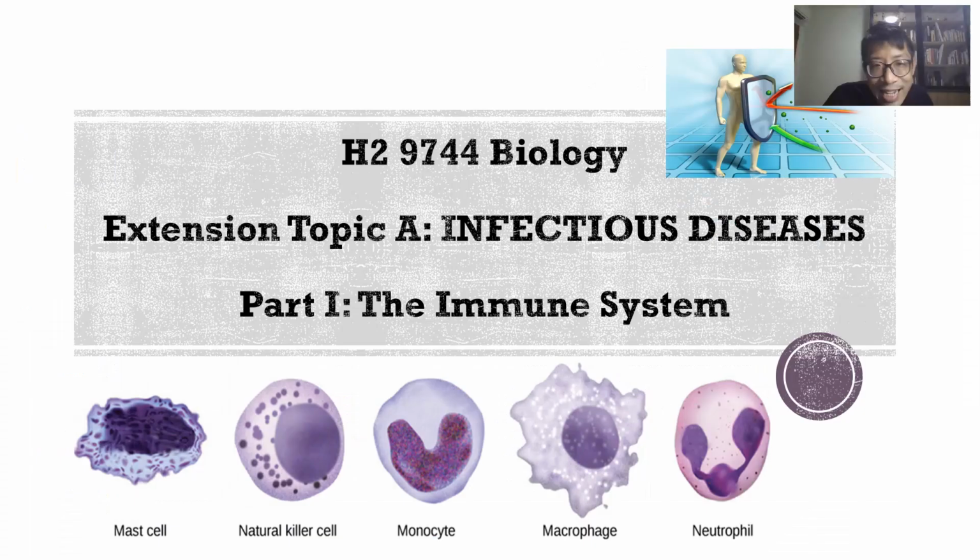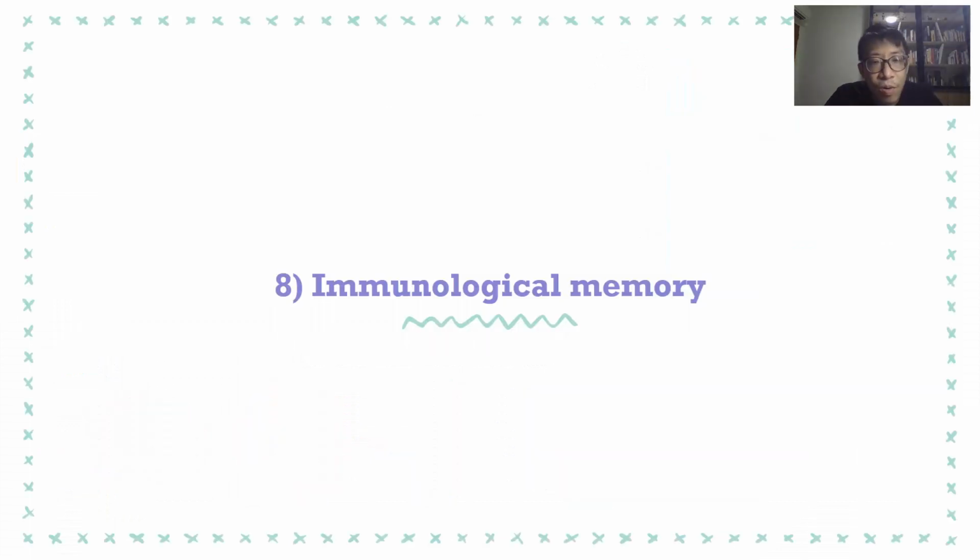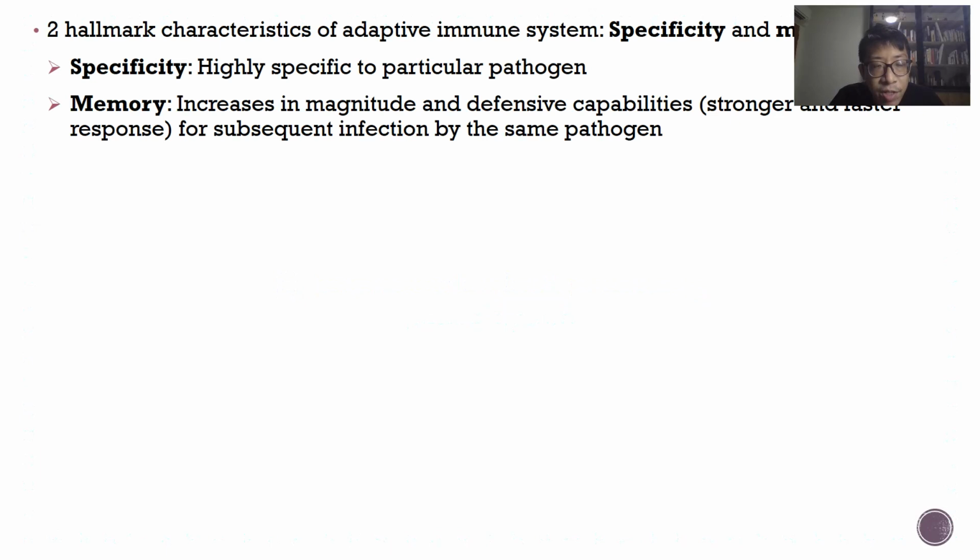Okay, we'll be looking at the last part of part 1 of the extension topic A on immunological memory. Just a recap on specificity and memory, which are the hallmarks of the adaptive immune system. For this video, we'll be focusing on memory, which refers to the ability to mount a larger, faster, and stronger response to the same pathogen on subsequent encounters.